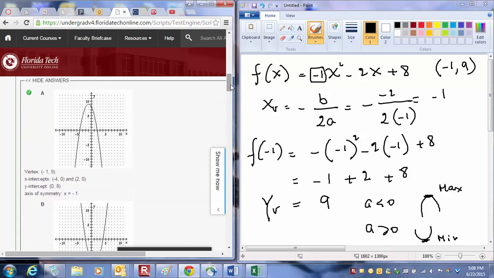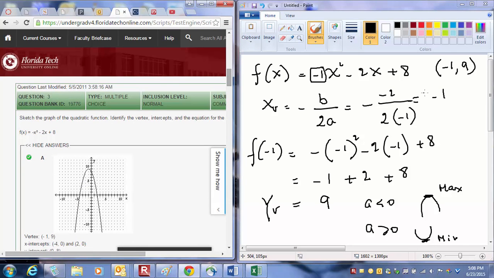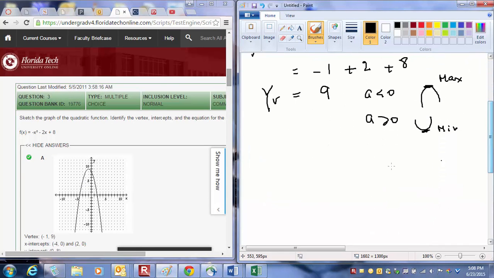Now we also need to find the intercepts. To find the intercepts of this quadratic, the easy one is to find the y-intercept. So to find the y-intercept, just substitute x equals 0, and therefore y would be equal to 0, 0, and 8, so it'd be 8, so the point is 0, 8.